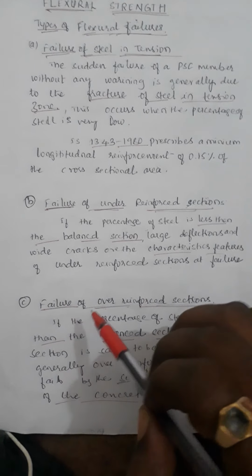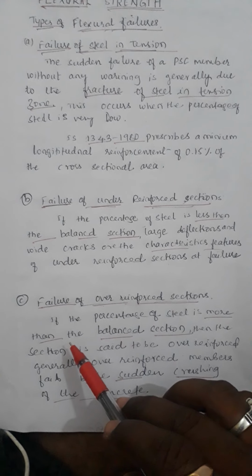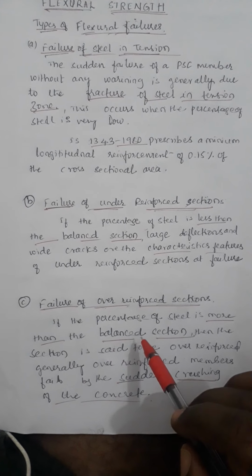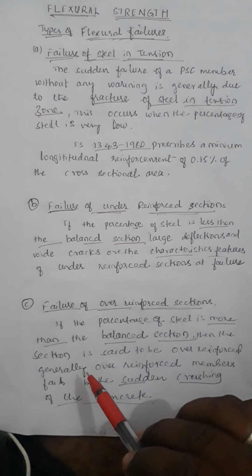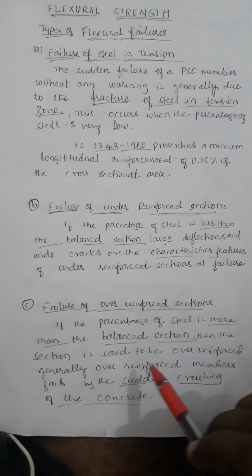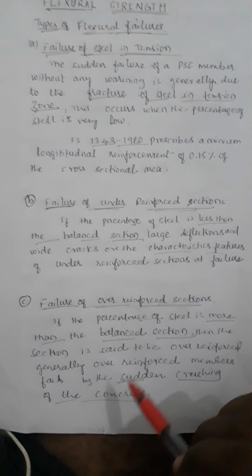Similarly, an over reinforced section fails due to steel being provided more than that of the balanced section. If the percentage of steel is more than the balanced section, then the section is said to be an over reinforced section. Generally, over reinforced members fail by sudden crushing of the concrete.